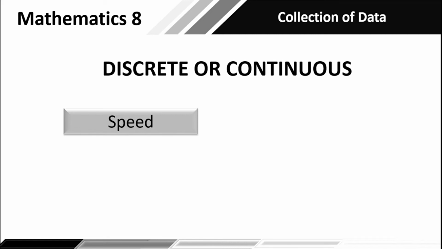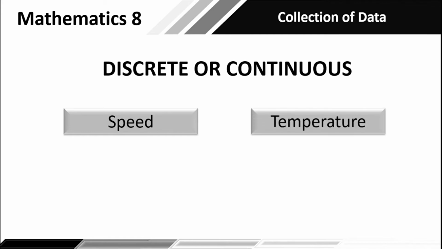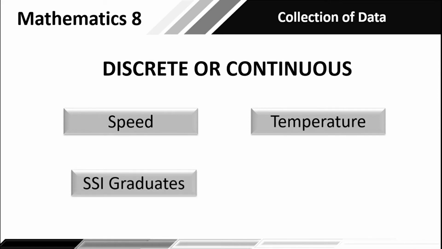First one is speed. Speed is a continuous variable because it may change from time to time. Another is temperature. It may change from time to time. It can be a rainy season, it can be a sunny day, therefore the temperature changes and it is a continuous variable. Our third example is SSI graduates.